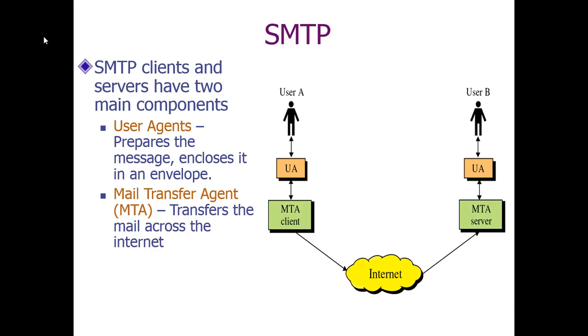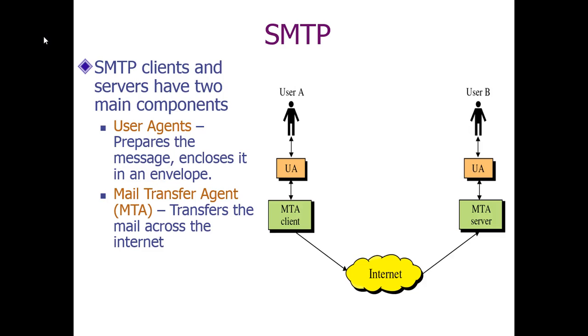SMTP clients and servers have two main components. One is the user agent, and the other is the mail transfer agent. The user agent prepares the message and encloses it in an envelope. It is very similar to how we write a letter. The user agent prepares the message that should be sent across the network, and the mail transfer agent is responsible for transferring that message over the internet to the destination.